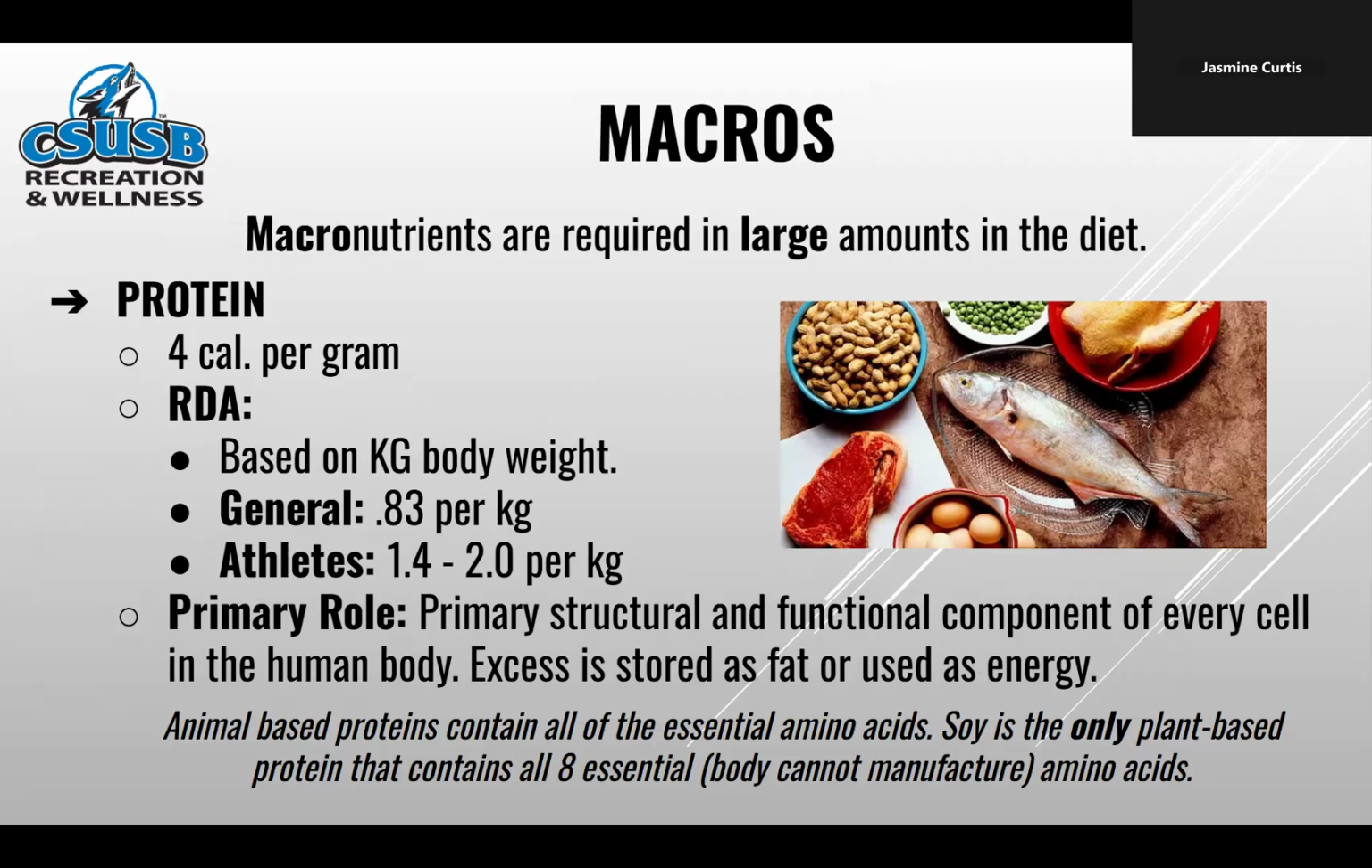However, it's very challenging to eat too much protein. Animal-based proteins contain all of the essential amino acids, and soy is the only plant-based protein that contains all 8. So just something to remember if you're doing pea protein, they may not have all 8 essential amino acids. So the biggest takeaway of this slide is protein is 4 calories per gram, and then the recommendation is based on kilogram of body weight.